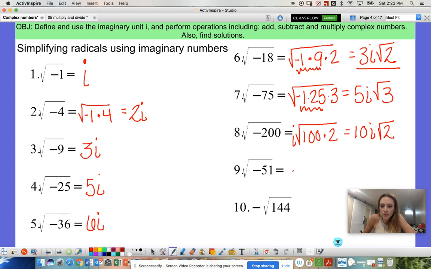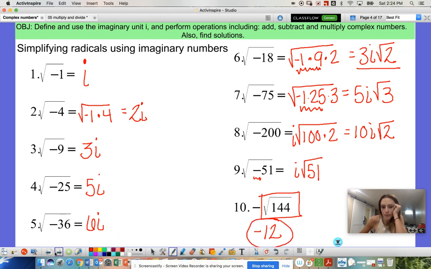Down here, 51. 51 doesn't have a perfect square, but I can pull this negative out, so I can call it i square root of 51. And down here, this negative is not in our radical, and therefore we do not have to think about it as imaginary, right? This right here is doable, so we just bring the negative with us and then we write the square root of 144, so this is actually -12. Okay.